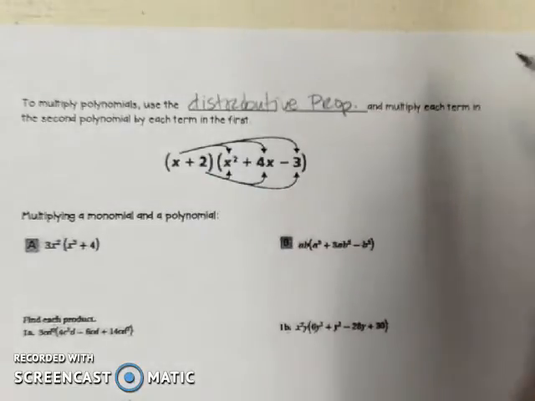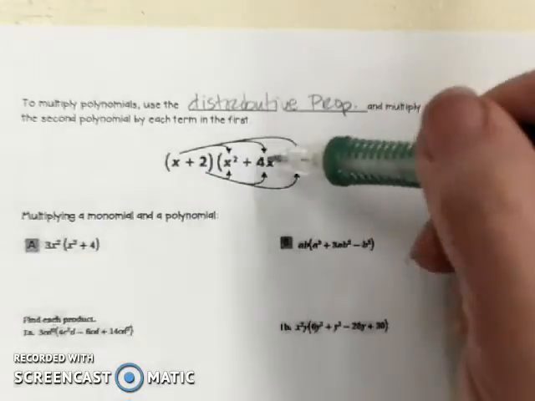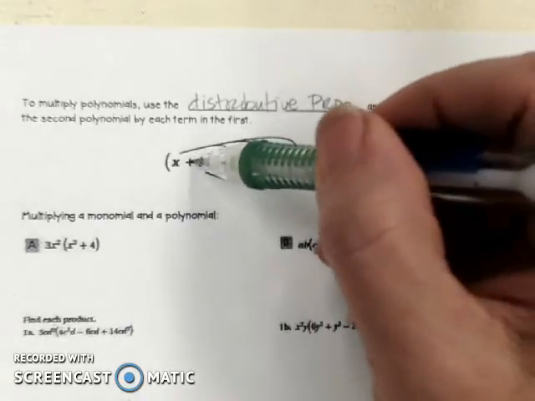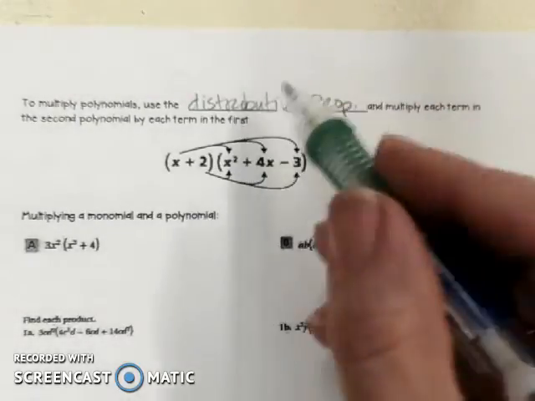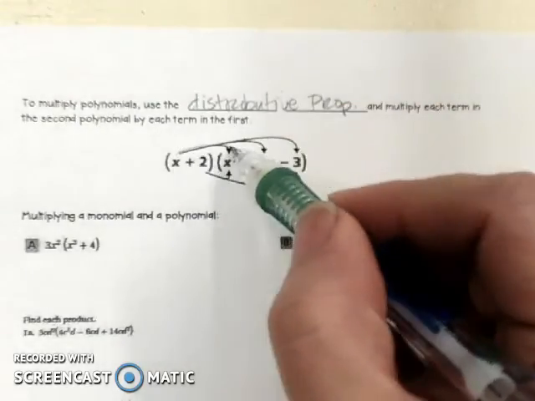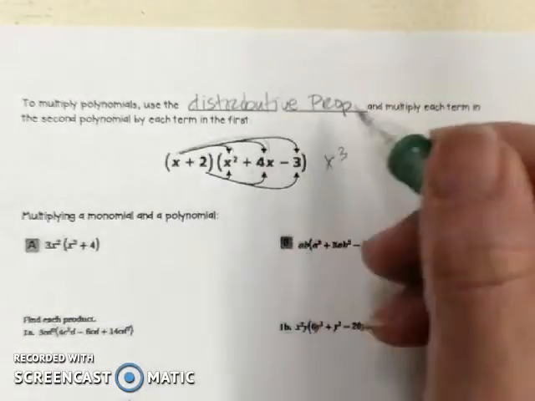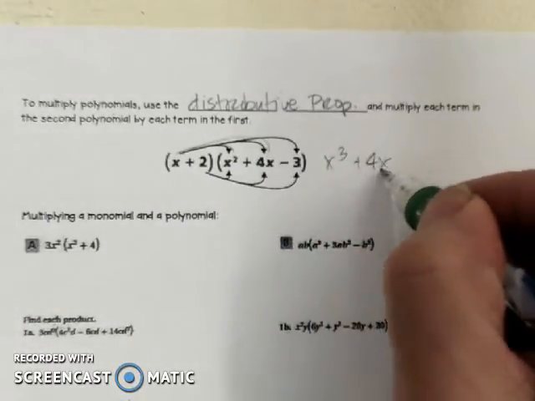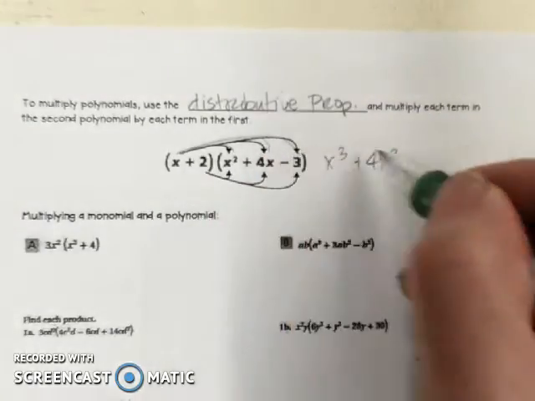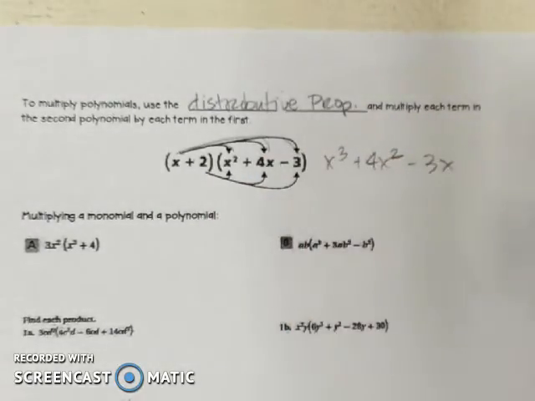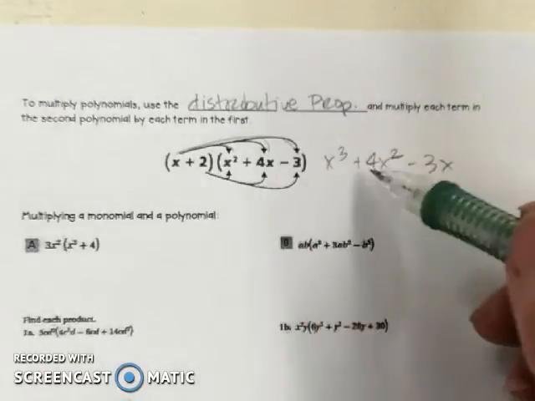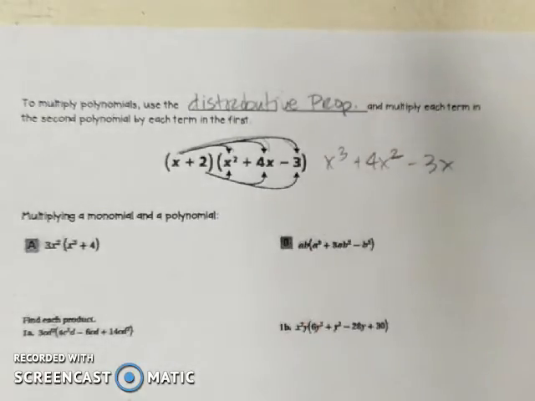And you're going to multiply every term in the second polynomial by every term in the first one. So distributive property just says x times x squared gives me x cubed. X times 4x gives me a positive 4x squared. And x times negative 3 gives me a negative 3x. And so on. And then I would distribute the 2, and I would combine like terms. That's the gist of it. That's really all there is to it.